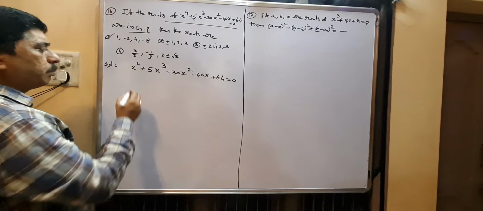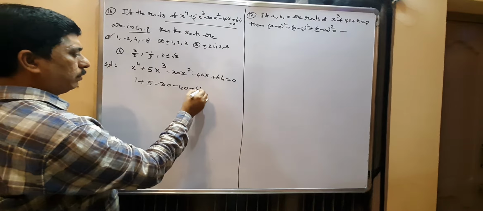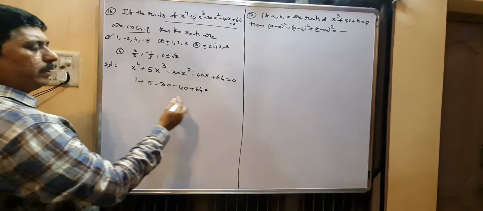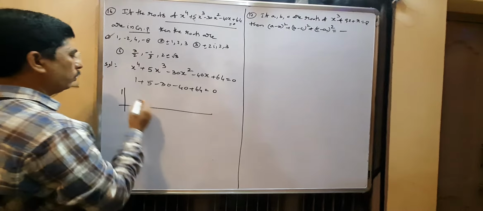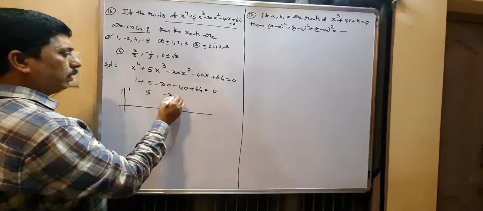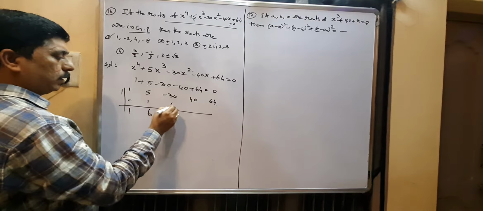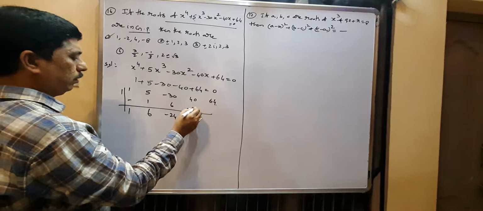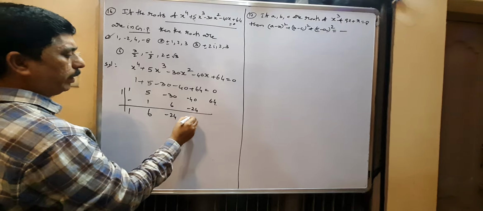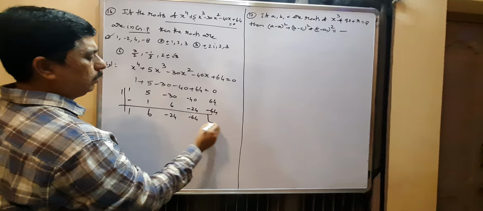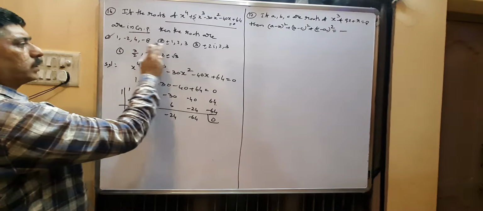Other way, observe the sum of the coefficients: 1 plus 5 minus 30 minus 40 plus 64. That is minus 70 plus 70, that is 0. That means x equal to 1 is a root. Using 1 you can do the simple division. 1, 5, minus 30, minus 40, 64. 1, 1, 6, minus 24, minus 64. 1 into minus 24, this is minus 40 here. 24, minus 64, that is a minus 64, 0 here. So remainder 0 means 1 is a root.